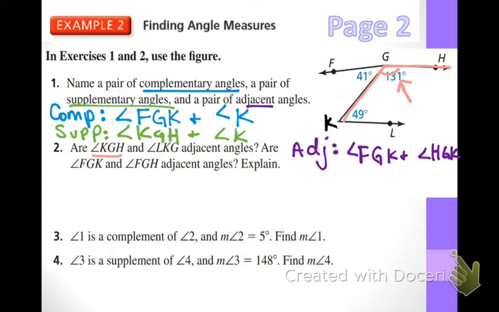So what are we saying? We're saying our KGH and LKG, which is this angle, are they adjacent? So it's very similar to what you're saying, I think, Alana. This is a no. The reason is, remember the textbook definition? They had to have a common vertex and a common side. So which of those is it missing? The common vertex. So no, there's no common vertex.